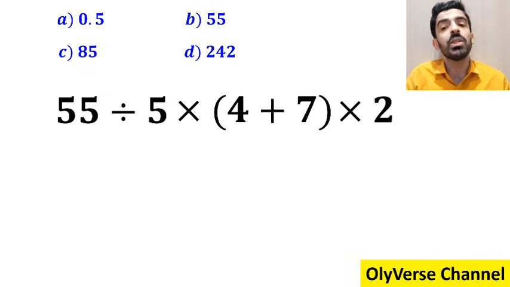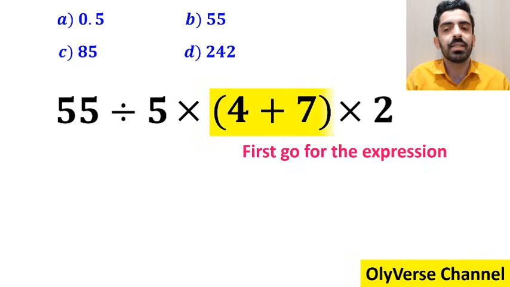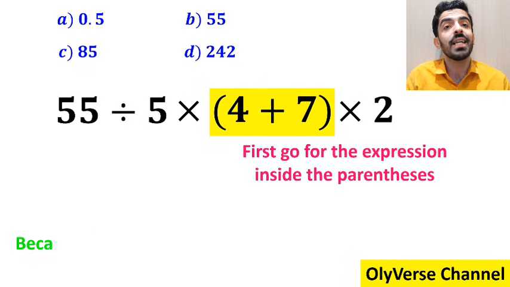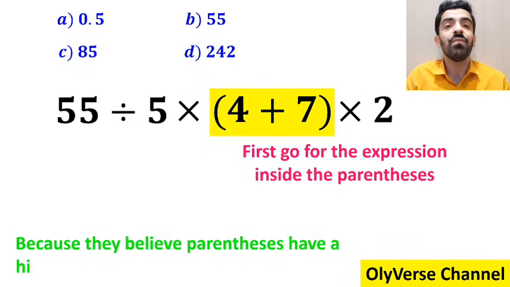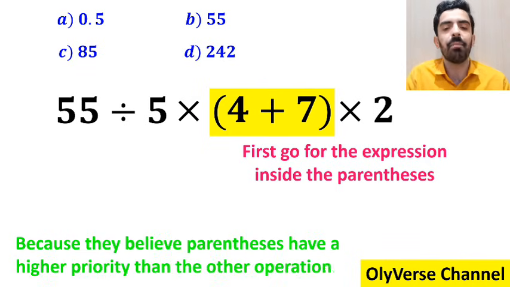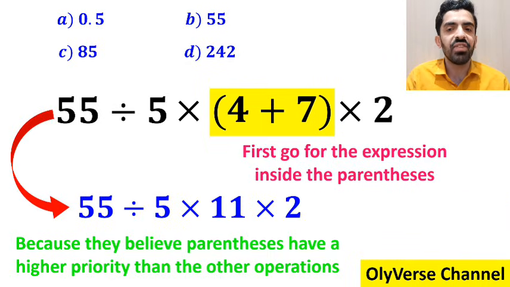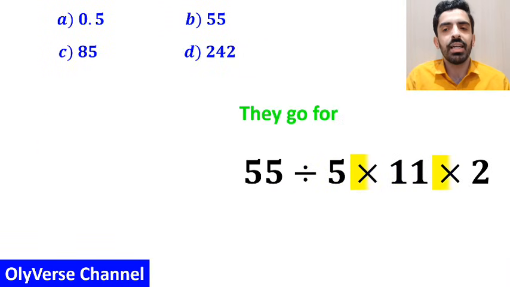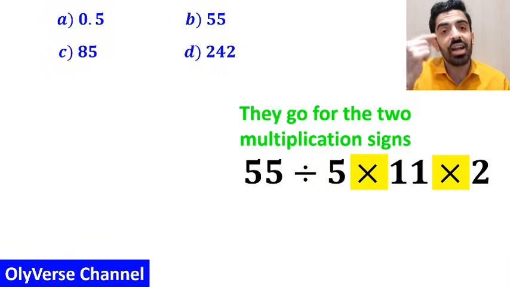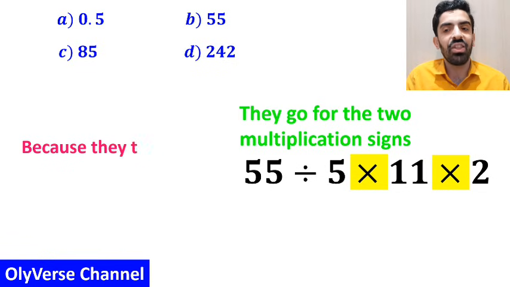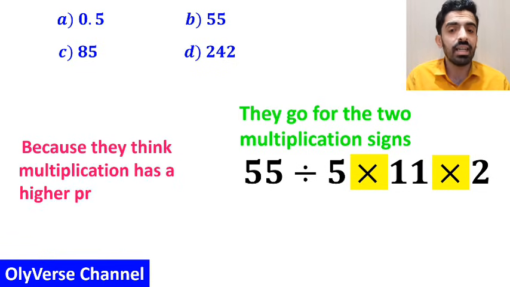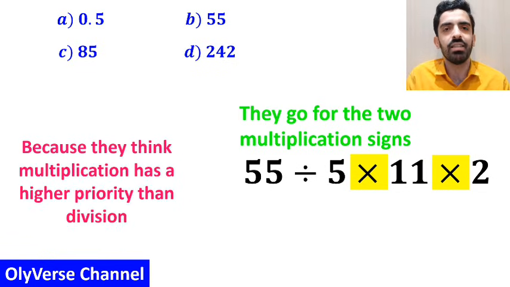Many people when trying to solve this question first go for the expression inside the parentheses because they believe parentheses have a higher priority than the other operations. So, they simplify this expression to 55 divided by 5 multiplied by 11 and again multiplied by 2. And the next step, they go for the two multiplication signs that I've highlighted in yellow because they think multiplication has a higher priority than division.